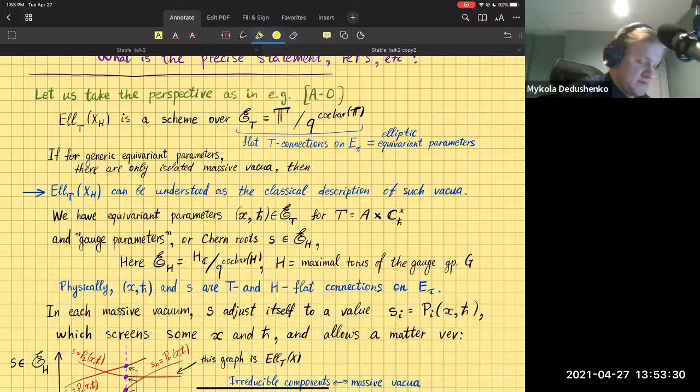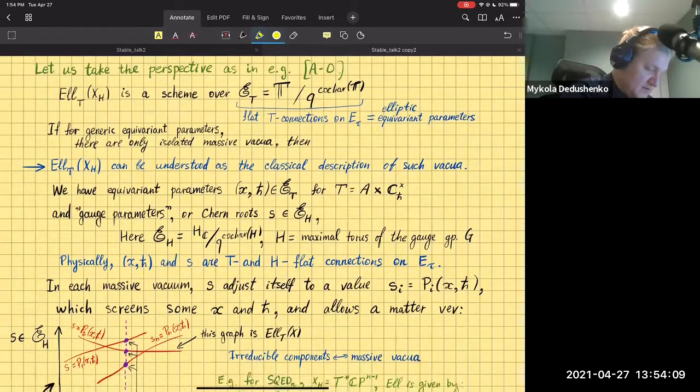So physically they're of a similar nature, x and h. The equivariant parameters are flat connections for the flavor symmetry on the elliptic curve, and this s is a flat connection for the gauge symmetry, the maximal torus of the gauge symmetry. In each massive vacuum of our theory, s adjusts itself to a certain value, which cancels some of the equivariant parameters and allows for matter fields to have a vev corresponding to that vacuum.